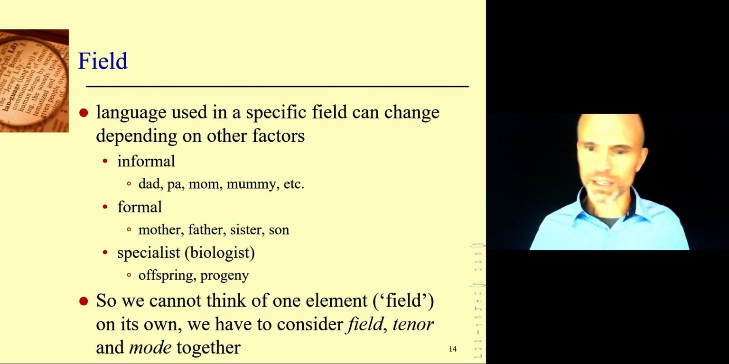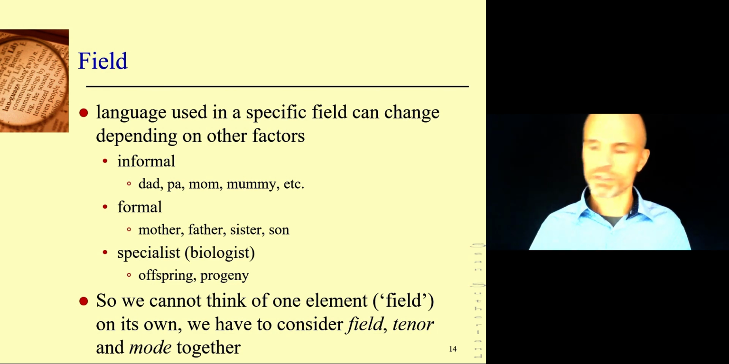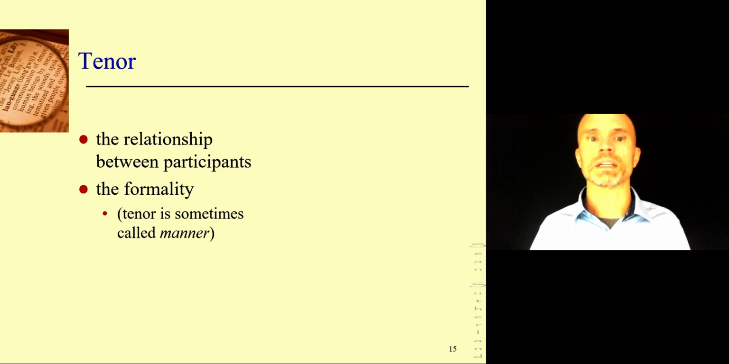So, as I've said, we can't think of any one of these elements, field, on its own. They have to always be thought of as 3 things that are at play at once. There's a field, there's a tenor, and there's a mode. And they all have to be right for the register to seem right for the current situation.